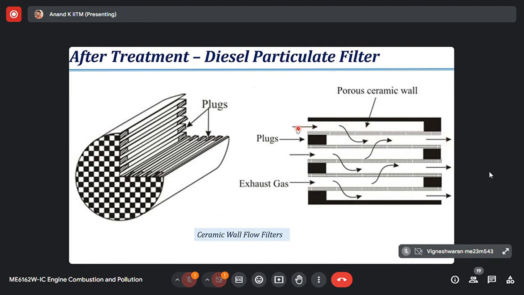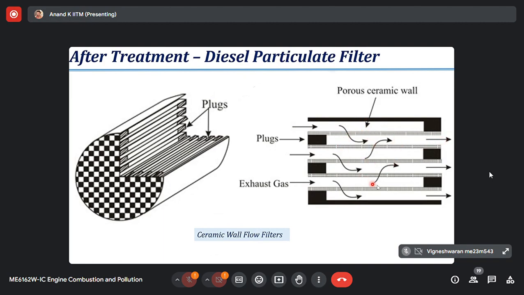So it has to enter through the open end on the upstream side, right? It cannot leave through the other end in the same cell. Rather, it has to cross-flow through the adjacent porous wall. During this process, the particles are removed here. Clean gas will be let out through the open end on the downstream side.